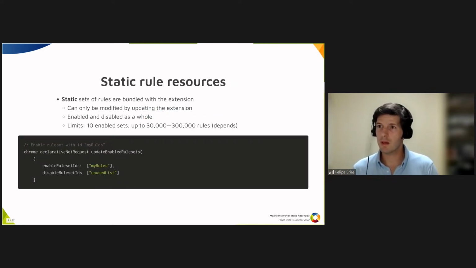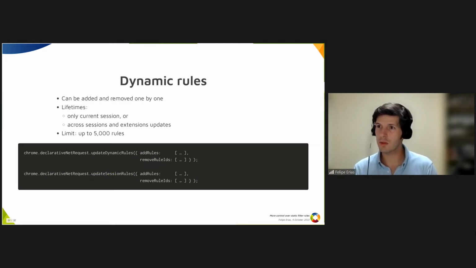This is just in case you are not familiar with the details of the API, but basically the update enabled rule sets is the method that you use to enable and disable some of these filter lists, rule sets that have been bundled with the extension. And it is also possible to enable and disable individual rules dynamically. Although in this case, there's a limit to how many dynamic rules you can have that is much lower than the number of static rules that you can include with the extension.